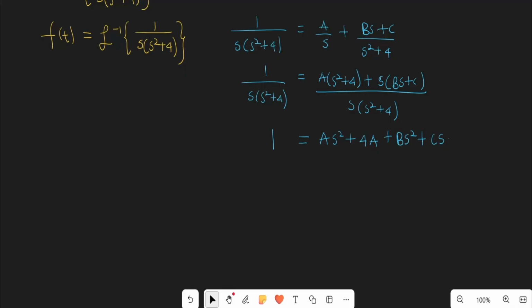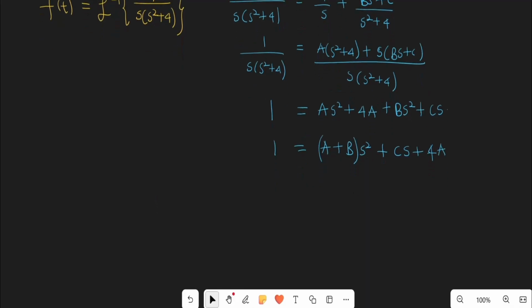So now we can gather like terms, right? So gathering like terms, you have 1 to be equal to the coefficient of the s squares, that's a plus b, right? We have just cs, and then plus 4a, which is the constant, plus 4 times a. Right, so now we can compare both sides. So the constant here, 4a, is equal to 1. The constant on the left hand side is 1.